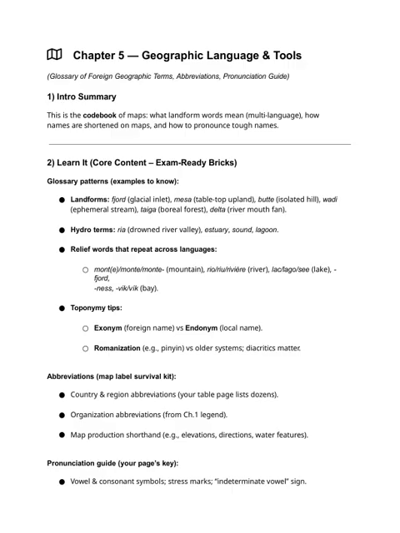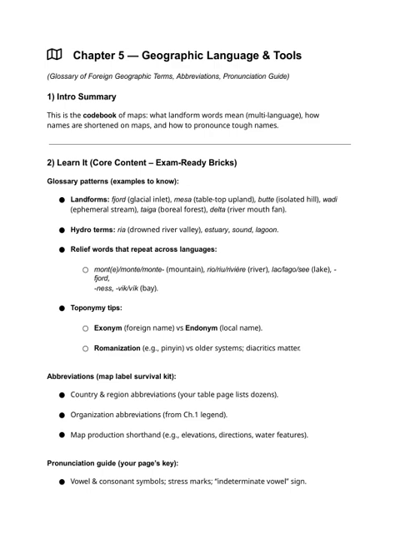Moving on to abbreviations, these are your map's survival kit. You'll see country and regional abbreviations, which are listed in your table. Organizational abbreviations are also common, from the legend in Chapter 1, and shorthand for map features like elevations, directions, and water features. Finally, the pronunciation guide is essential. It includes symbols for vowels and consonants, stress marks, and signs for indeterminate vowels. Mastering these helps you pronounce unfamiliar names correctly and avoid confusion.